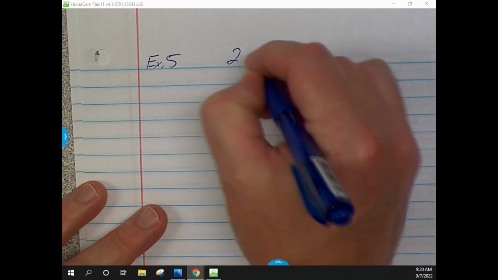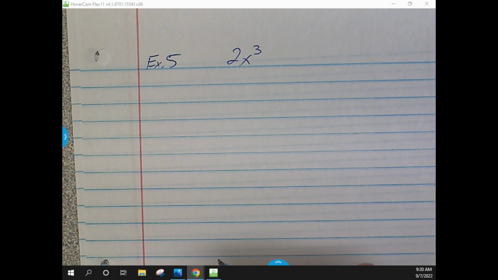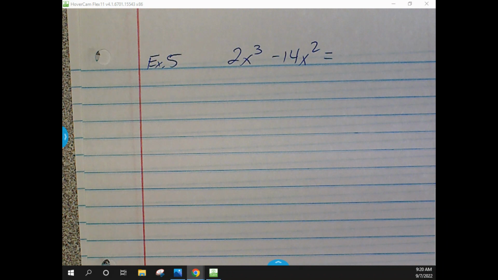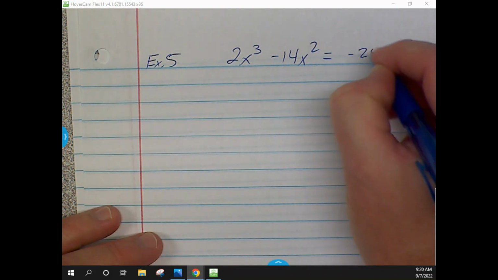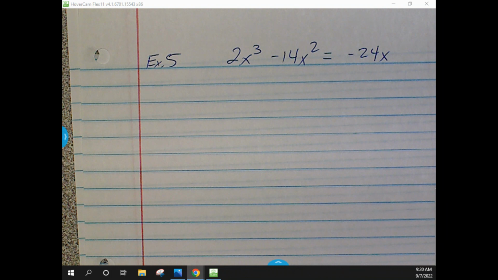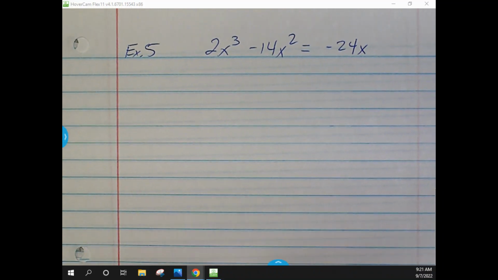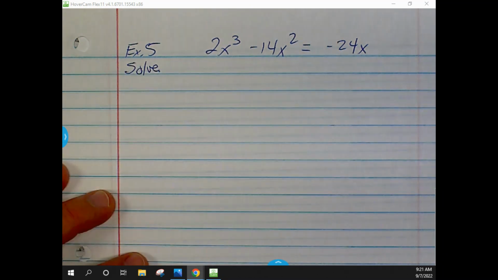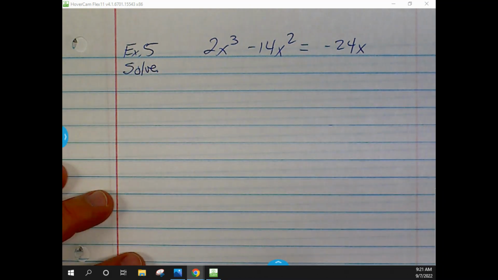All right, let's go with 2x to the third minus 14x squared equals negative 24x. Okay. Again, if it tells you to solve by factoring, again, first thing is it doesn't equal 0.